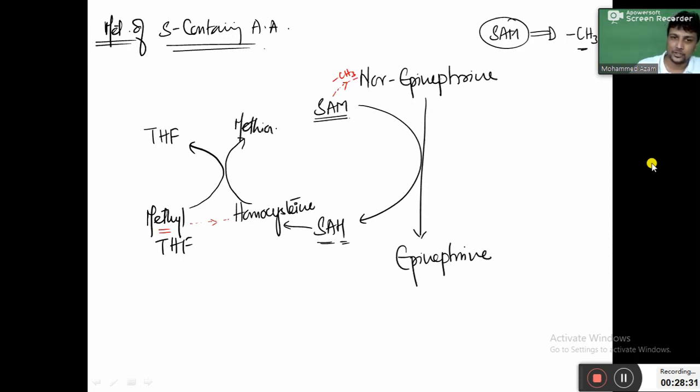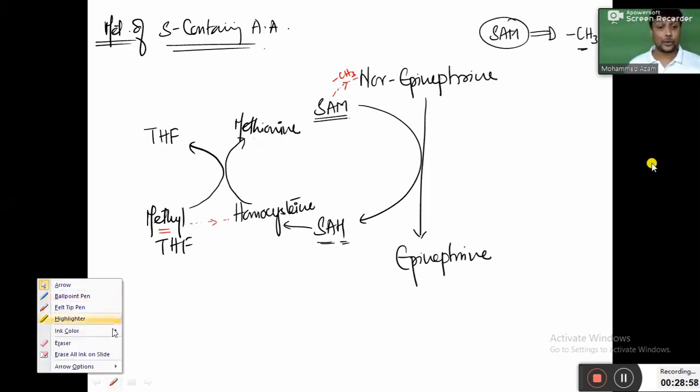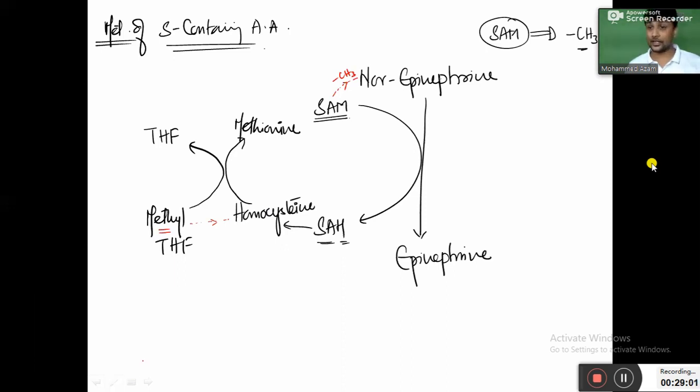Wow. So when you see these kind of reactions in textbooks, it looks very complicated. यार कुछ नहीं है. It's nothing. Very simple. SAM ने already methyl group दे दिया है. तो अगर हमको वापस SAM चाहिए तो क्या करना पड़ेगा? Methyl group add करना पड़ेगा. And who is going to add the methyl group? Methyl tetrahydrofolate is going to add the methyl group. And after adding the methyl group to homocysteine, it becomes what? Methionine. हो गया.